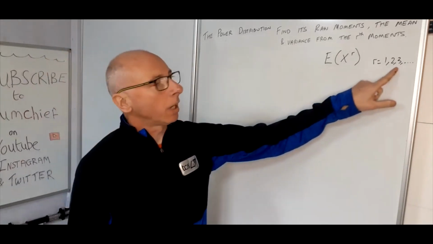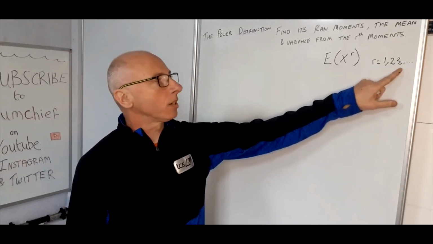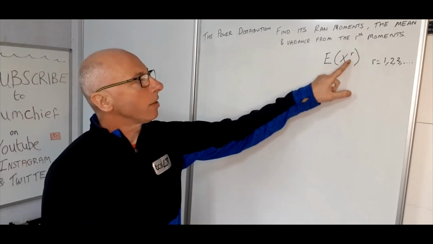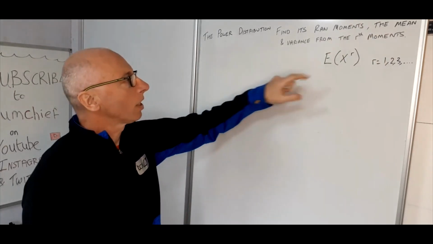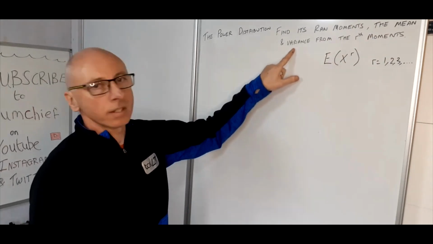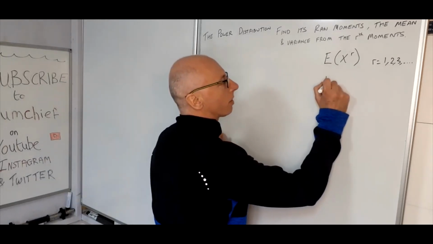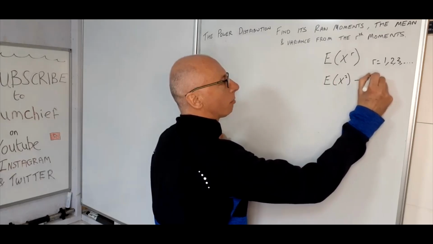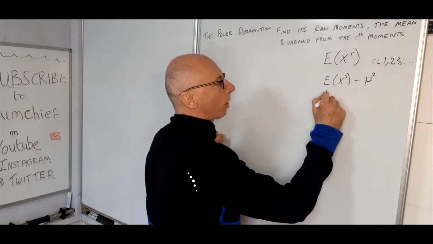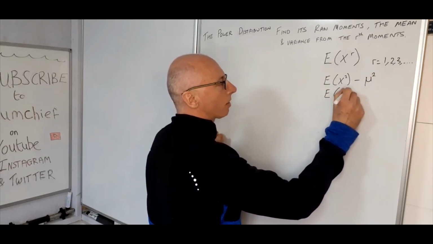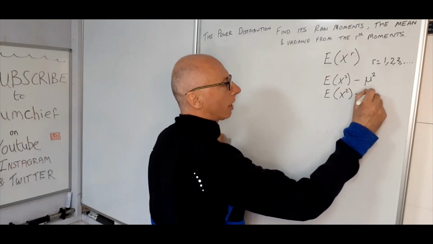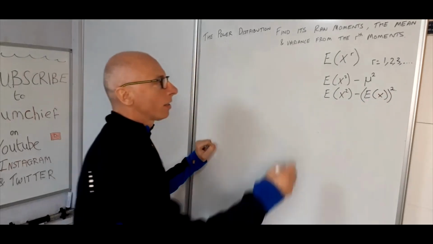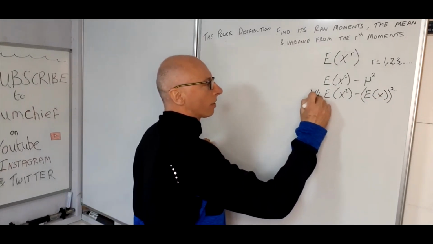Now the lower the number, the more significant it is in the distribution. So for example, E[X^1] is the mean, so that's what we're going to find first, and then what we're going to find next is the variance. Now the variance is E[X^2] minus mu squared, or otherwise we can write it as E[X^2] minus E[X] squared. So this is our variance.